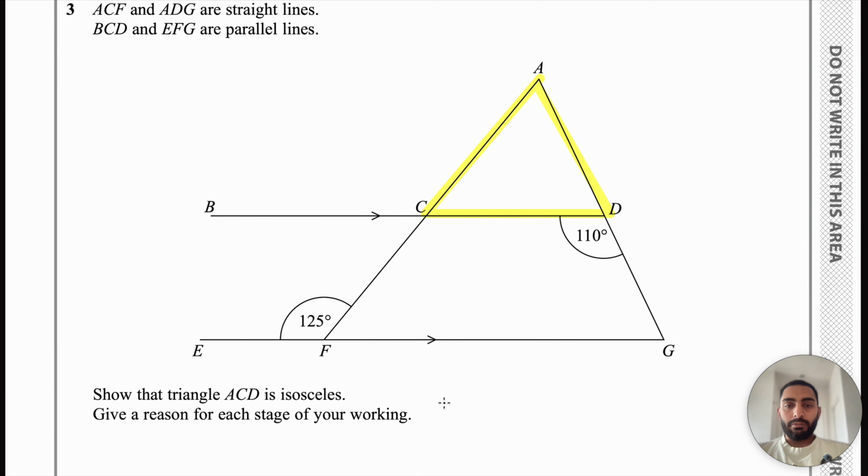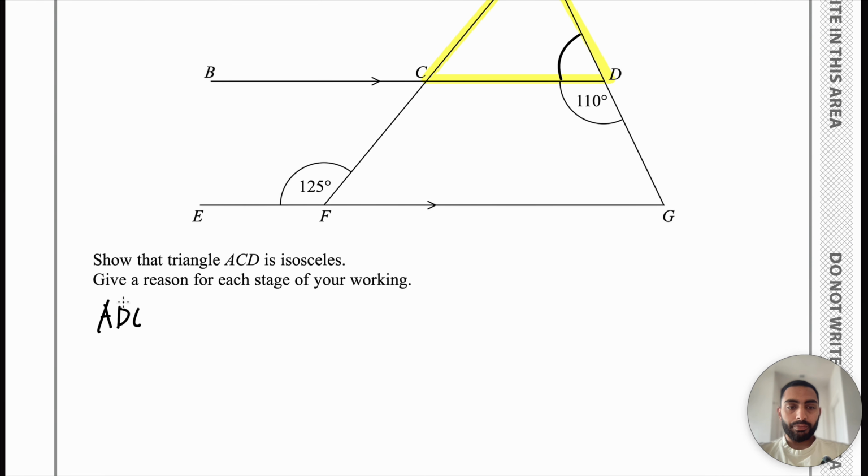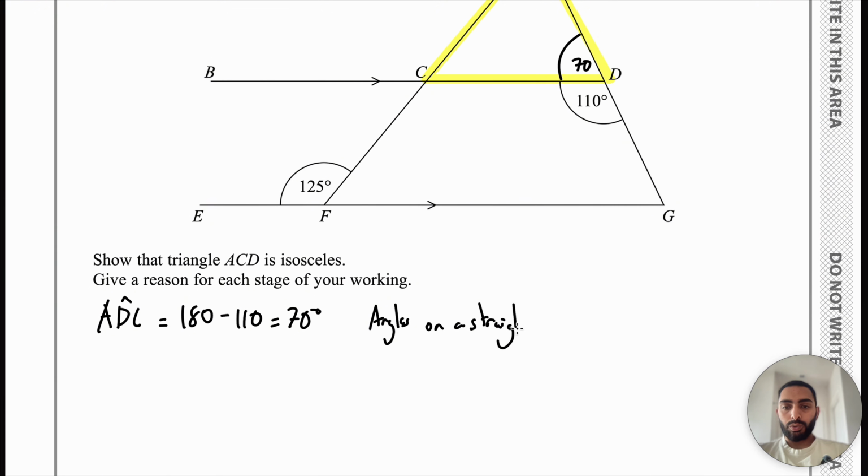I'm just going to look. Can I find any of these angles quite easily? I can see this one here. It's quite an easy one. It's on a straight line. So angles on a straight line add up to 180. So to find this angle, ADC, I'm doing 180, take away 110, which is 70. And the reason for that is because angles on a straight line add to 180.